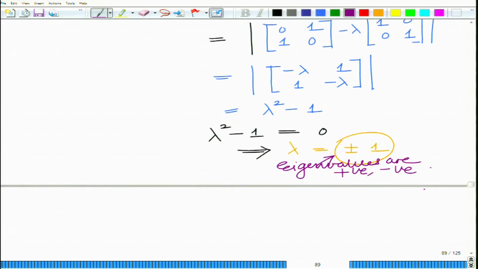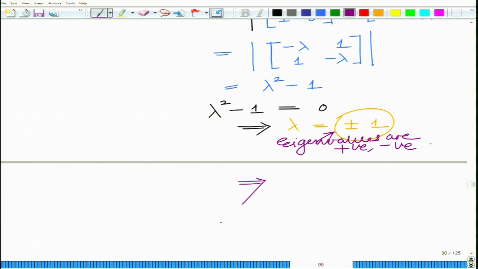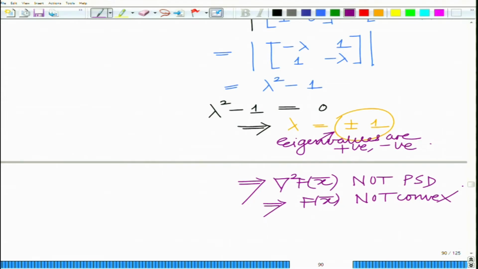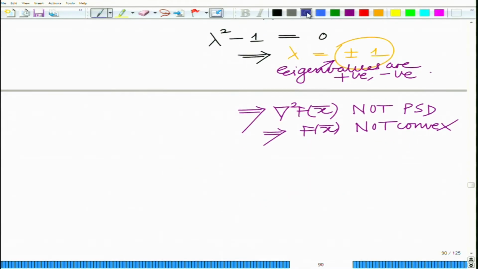Remember, a positive semi-definite matrix has only non-negative eigenvalues, that is, eigenvalues greater than or equal to 0. Here you have a negative eigenvalue, that is minus 1, which implies the Hessian is not positive semi-definite, and therefore f of x bar is not convex. Now, what about concavity?